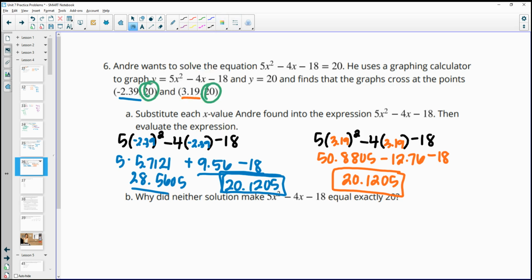Because that's what it's saying it is at that point, and this is because of rounding. So anytime you round, you're going to be slightly off. And so if we had put more decimal places there, we would get closer and closer to being accurate. But without using the quadratic formula and figuring out exact values, then you're going to be slightly off.